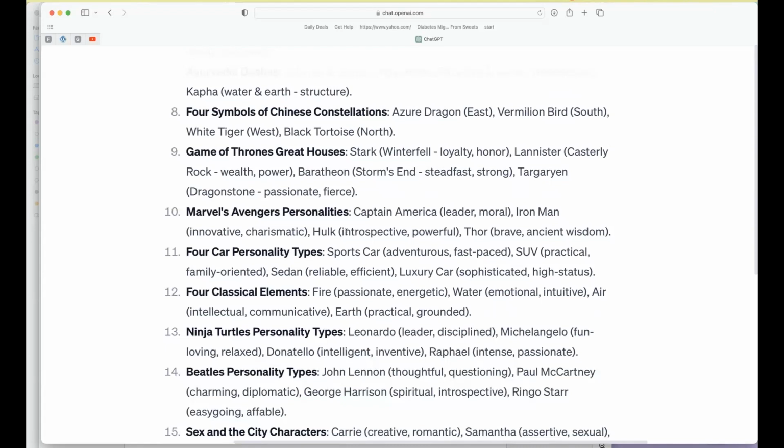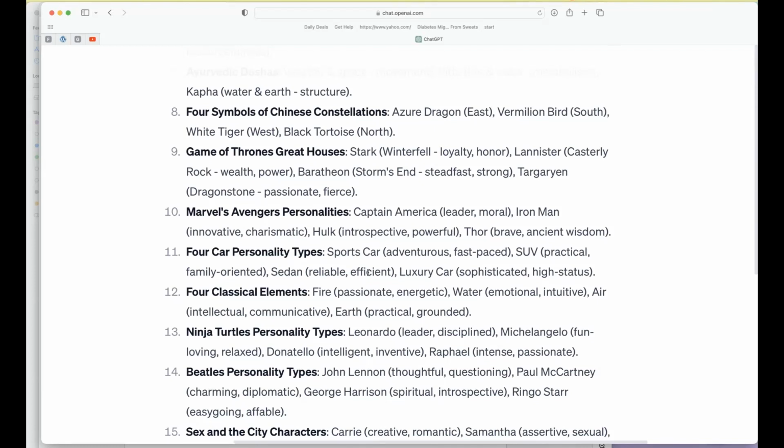The Marvel characters' personalities. Captain Marvel or Captain America is outgrid. Iron Man is innovative and charismatic: upgrade. The Hulk is introspective and powerful: downgrade. Brave, ancient wisdom: Thor, you'd think, would be in the outgrid as well. Again, we'd need a larger Marvel universe if you want to work all the way around the change grid, but there it is.